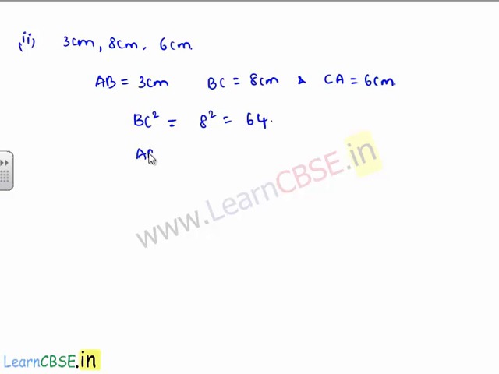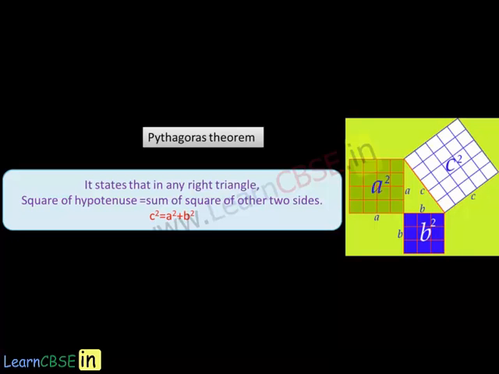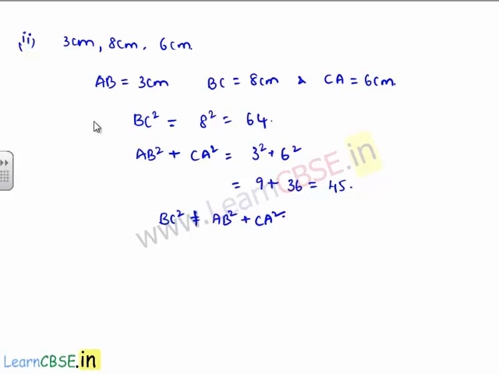And now AB square plus CA square is equal to 3 square plus 6 square, which is 9 plus 36. So 9 plus 36 will be equal to 45. Here the hypotenuse square is not equal to the sum of squares of the other two sides. So this doesn't form a right angle triangle.